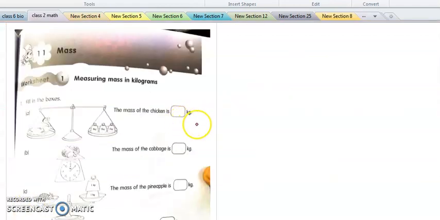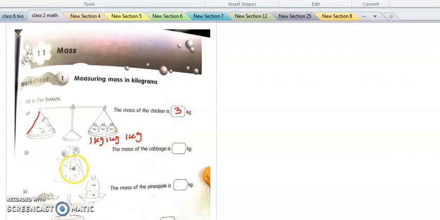Let's have a look at page 91 of your activity book. You can see in the first diagram there are three bodies. Each is having a mass of 1 kg, 1 kg and 1 kg. So the mass of the full chicken, which has been placed on the other side of the scale, is equal to the mass of these three bodies. So the mass of the chicken will be 3 kg.